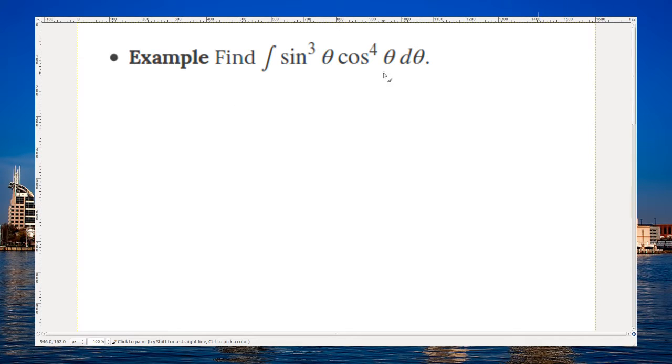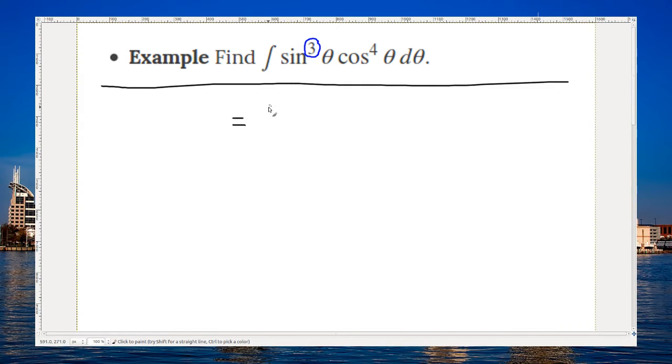What's important when you have products of sines and cosines is finding a power that's odd. In this case we have this odd power here, 3 on the sine. The technique for dealing with this situation is to start by isolating one of those sines. So I'm going to rewrite this as, I'll take one of those sines, so I'll have 2 left over, and I'll stick that sine here next to the differential d theta. I'll explain why I need that in just a second.